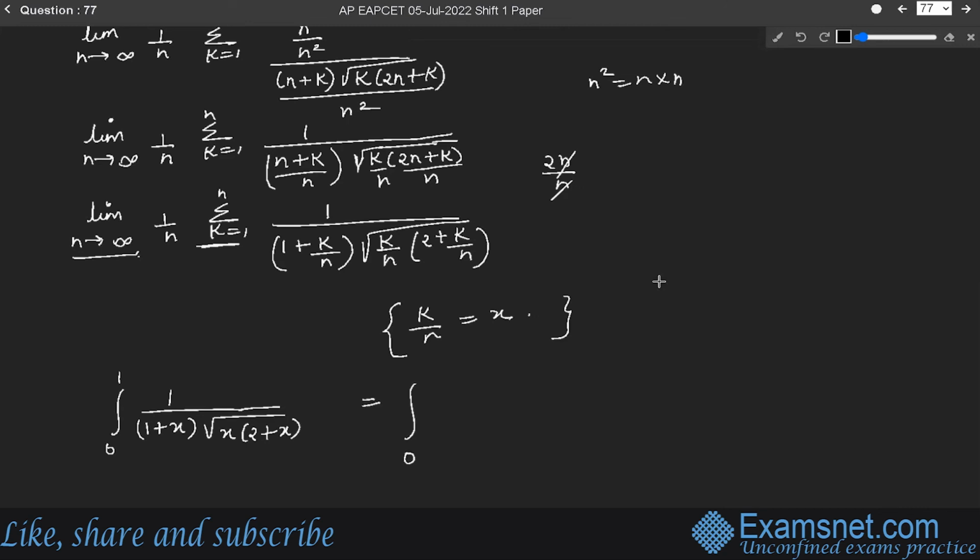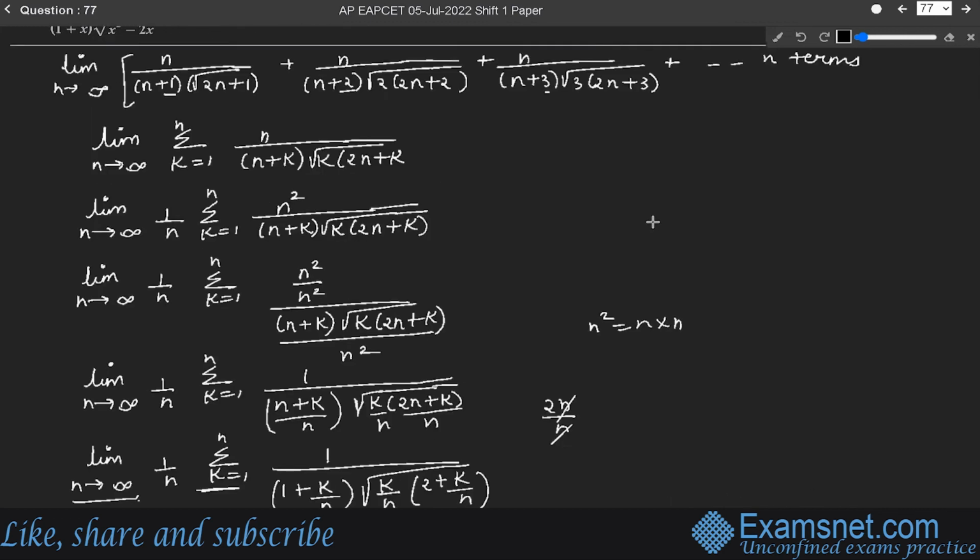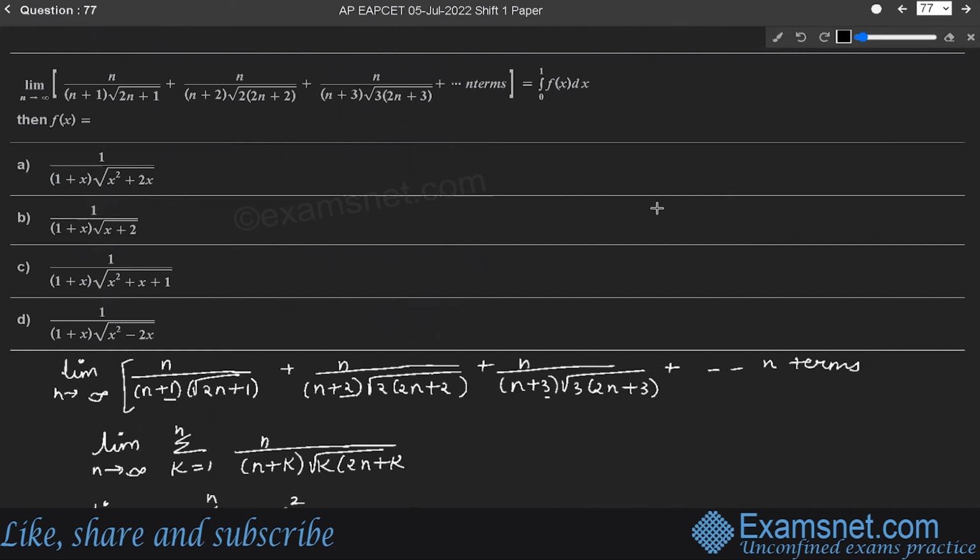On further solving, it will be 0 to 1, 1 upon 1 plus x into under root of x square plus 2x. You can see that it is an integral part, but the form here is, if we ignore the integral, the form is 1 upon 1 plus x into under root of x square plus 2x. This is the required solution for this question. We do not need to solve integral part here. We just have to find this form that when k by n is equal to x, then what is the particular form here. Therefore, we can say that the correct option here is 1 upon 1 plus x into under root of x square plus 2x, which is option number A here.